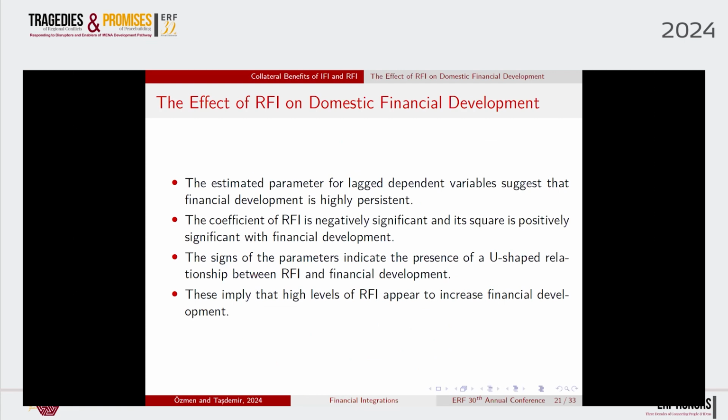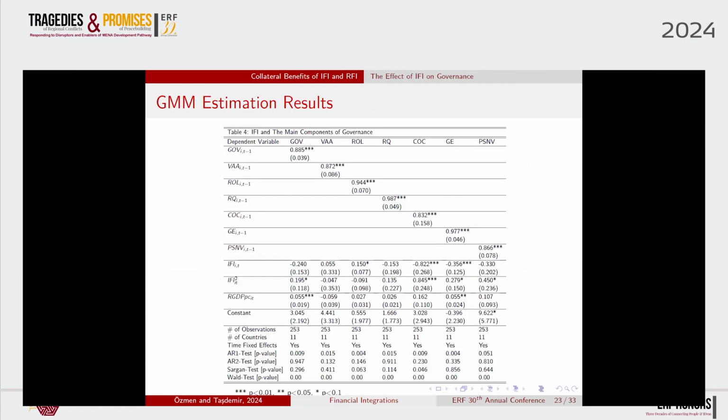Because of the time limitation, I will just summarize the association between international financial integration and governance. In this paper, we consider the aggregate governance indicator. The data are taken from worldwide governance indicators, and we disaggregate this as voice and accountability, rule of law, regulatory quality, control of corruption, government effectiveness, and political stability and no violence.